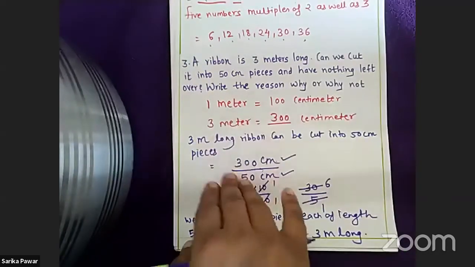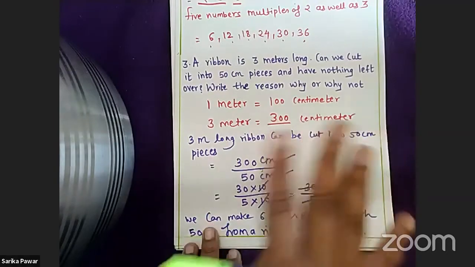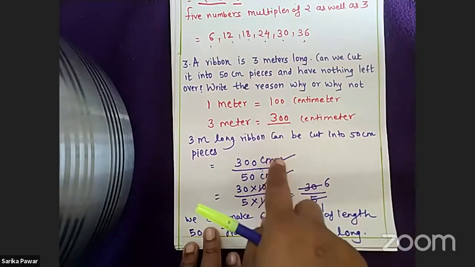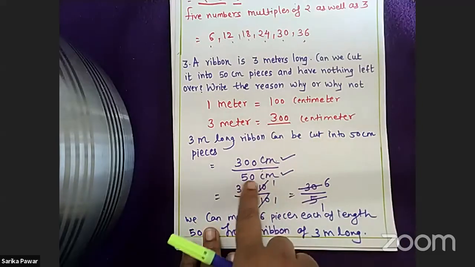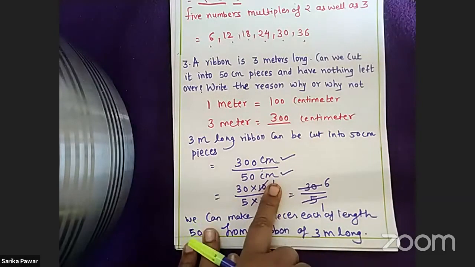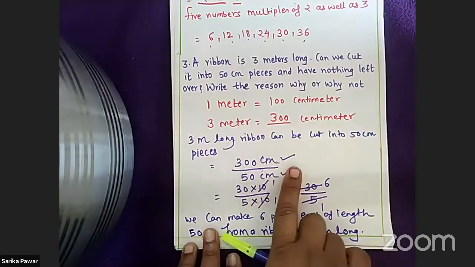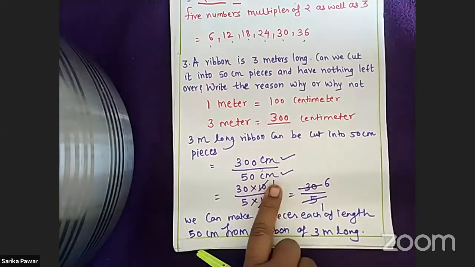If one term is meter and another term is centimeter, we cannot divide it. Your answer will be wrong. So before that, both the terms should be the same. So I convert it into centimeter because pieces are given in centimeter form. So 300 centimeter divided by 50 centimeter.